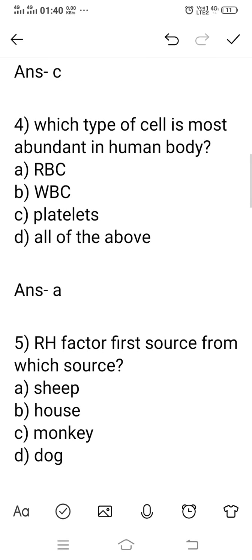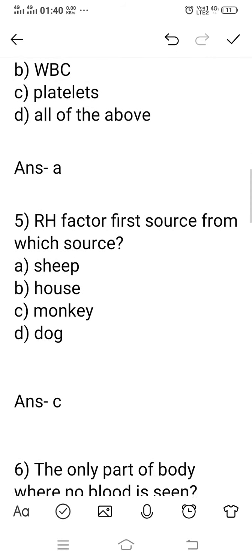Question number 4. Which type of cell is most abundant in the human body? Option A RBC, option B WBC, option C platelet, option D all of the above. Actually, RBC is the type of cell which is most abundant in the human body. So the right answer is option A.